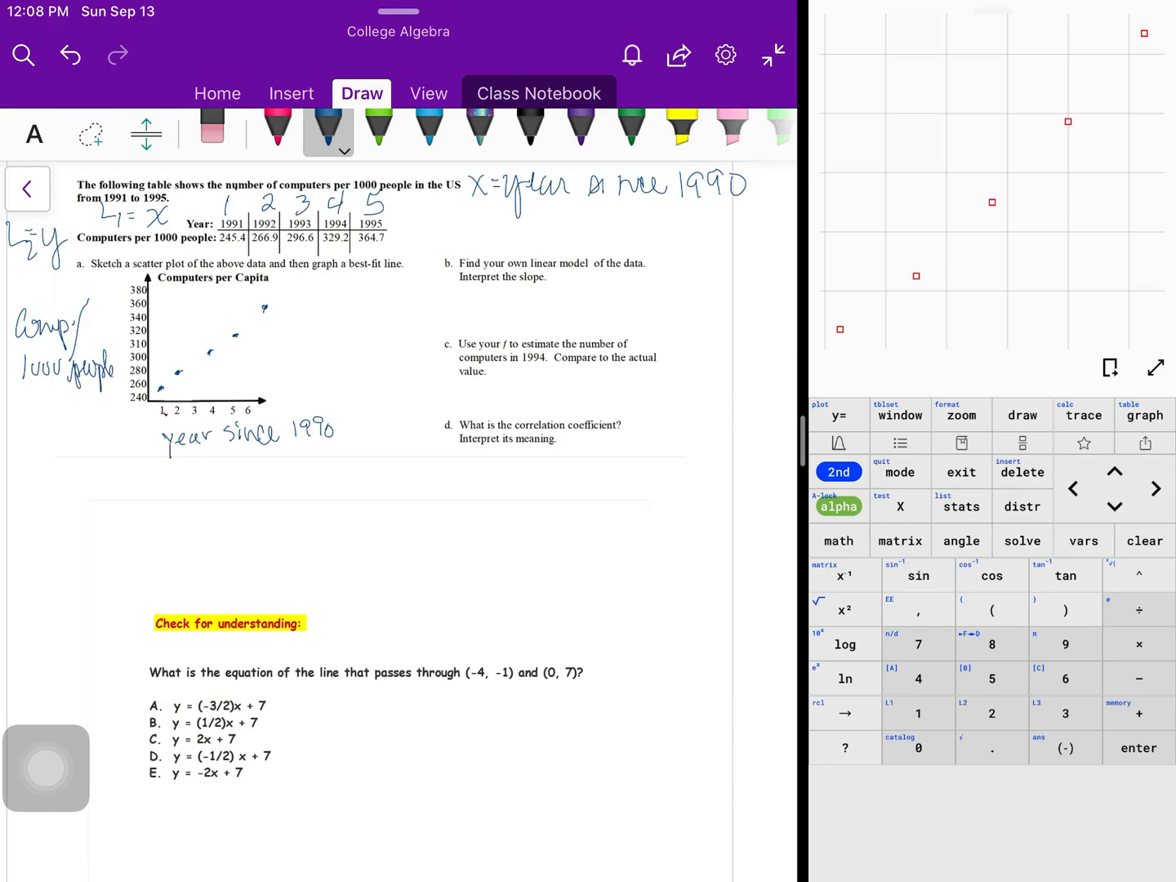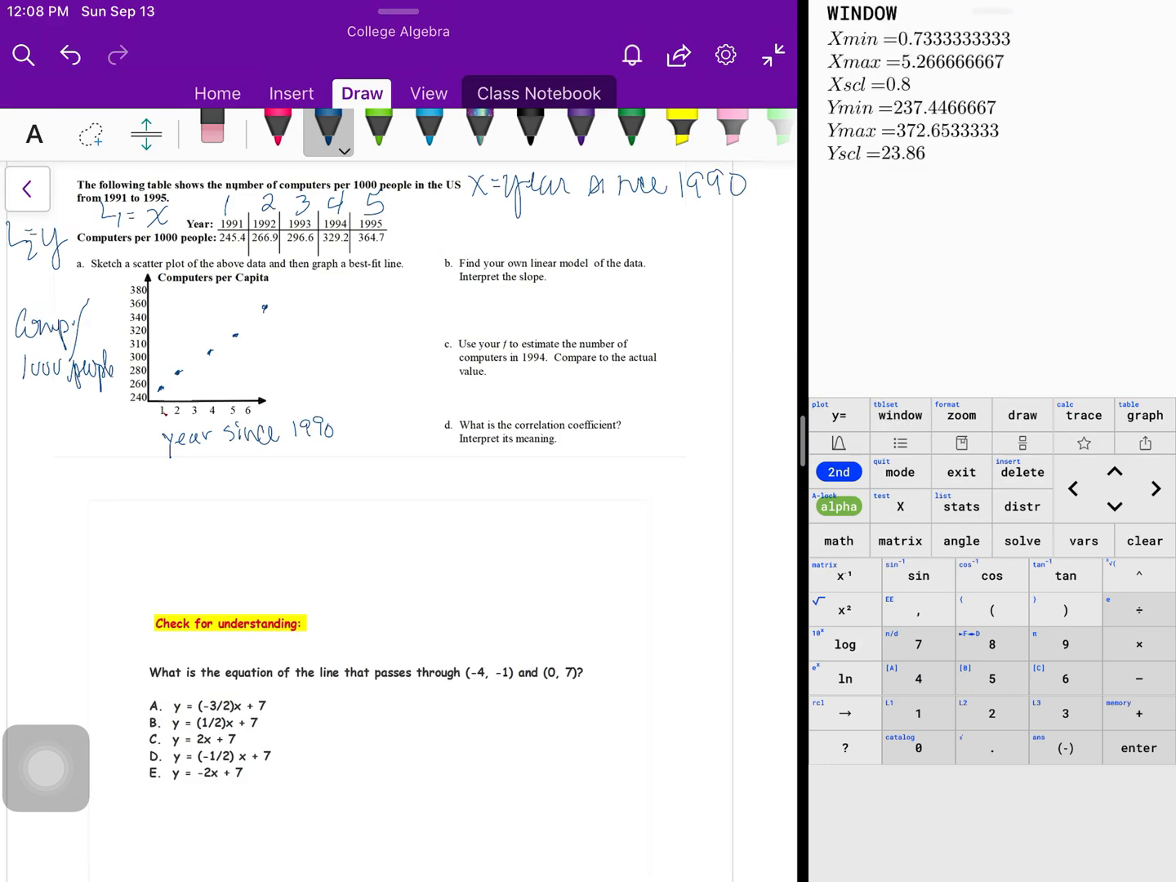Okay, and if we want to see our window, I had the increments here, but if you want to see your window increments, you just press your window key. Your X-min was 0.7, so we could put that. Our max was 5.3, so we could put that. Our min was 237, we could have put that down here. And our max was 372, we could have put that up on top.